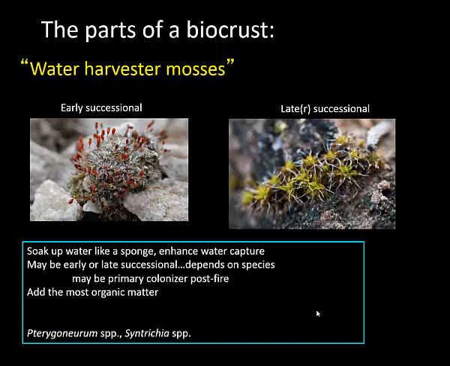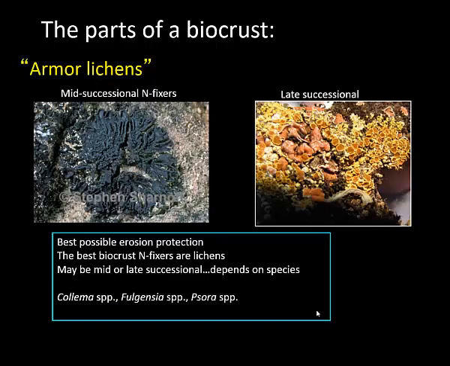The last group are the lichens. These guys really provide the armor to the biocrust. What's cool about them is that they're probably the best possible erosion protection, and because they're a symbiosis of a fungus, which is the body that protects the photobiont, which can be either an algae or a cyanobacterium, they make a nice package where they're holding the soil in place, they're protecting each other, and they're feeding each other as well. And one other nice thing about these guys is that the photobionts tend to be some of the best nitrogen fixers around. So if we get all these guys together, we have a really nice functioning soil crust.